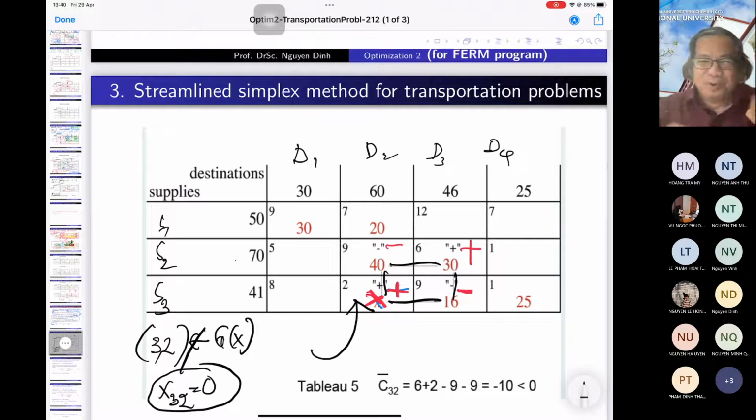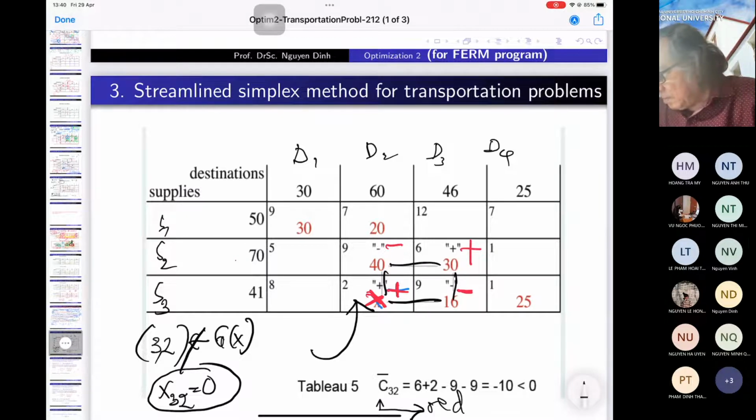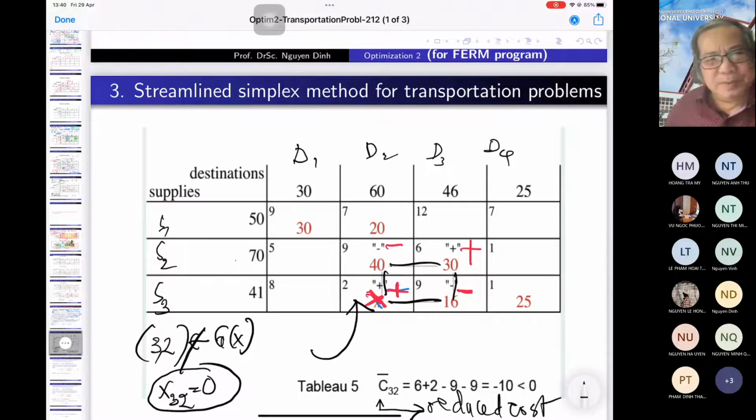We repeat the argument, the same as what we did in the network flow problem. We try to find out C bar. C bar here we call the reduced cost. Reduced cost, C bar 32. Is that okay? We calculate this. What is it?